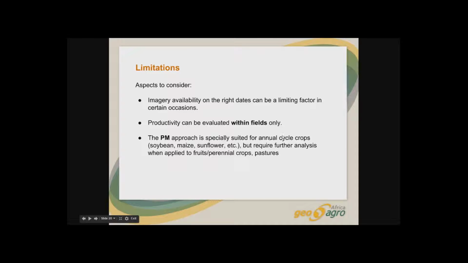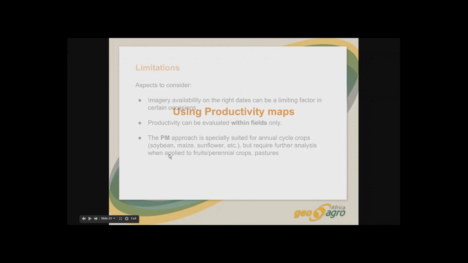And this is especially suited for annual cycle crops such as soybean, maize, sunflower, etc., as I was mentioning. It requires further analysis when applied to fruits, perennial crops, and pastures, because, for instance, in pastures, if you actually have cows, or if you're going to harvest frequently, then you need to know those dates in order to draw conclusions from the images. But basically, with this type of crop, soybean, maize, sunflower, wheat, canola, sorghum, etc., this is very well suited and is an excellent tool for identifying variability.